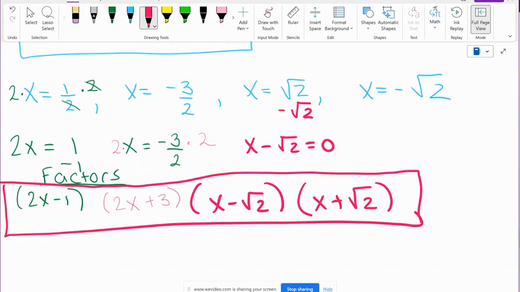Okay. Is there a difference between the zeros and the roots? Basically, no, they're exactly the same thing. Zeros and roots are all the same thing. They're the x-intercepts. Any other questions for me?